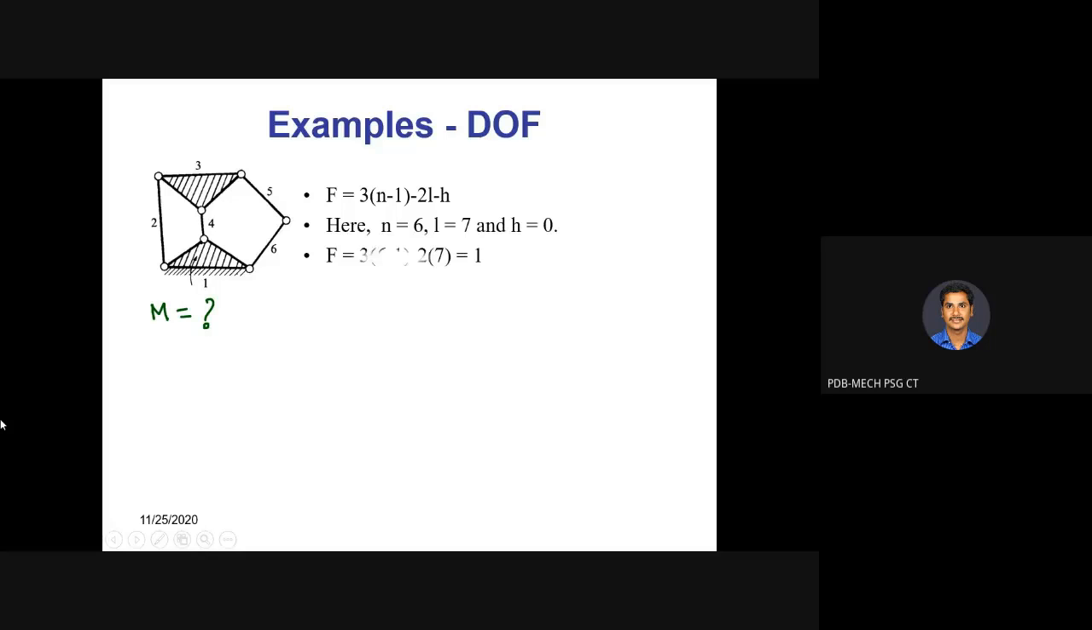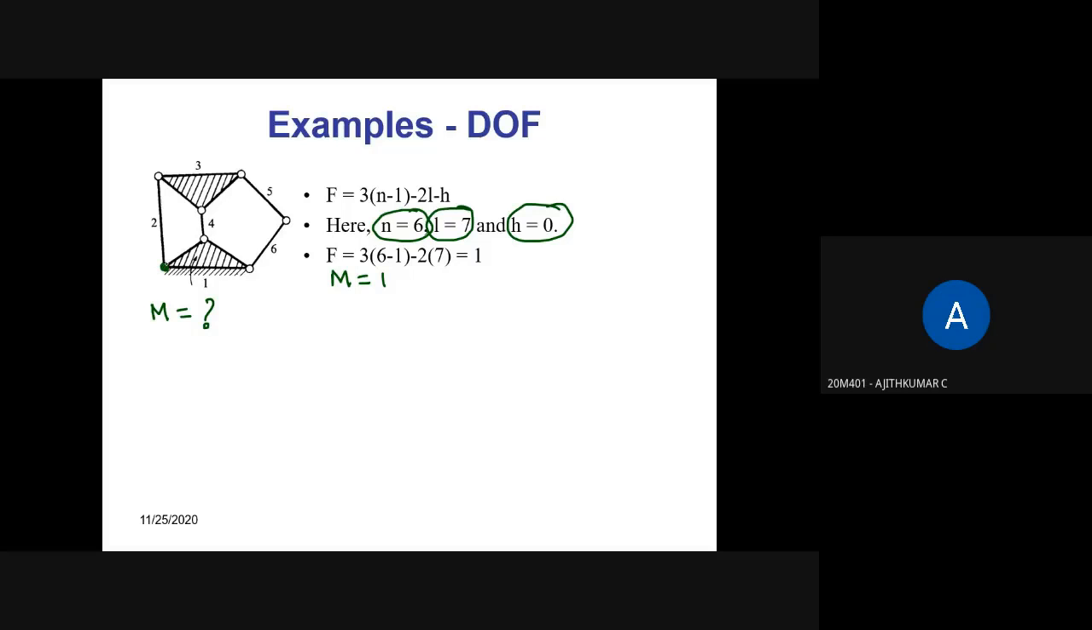Getting late to get the solution. So tell me, here number of links is equal to 6 and lower pair is 7 and higher pair is 0. If you substitute, you will be getting the mobility. Sometimes notation will be m, sometimes notation will be f. So here mobility is equal to how much? 1. Are you able to identify how many lower pairs are there? 7 lower pairs.